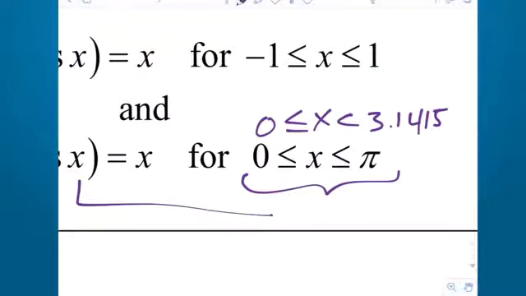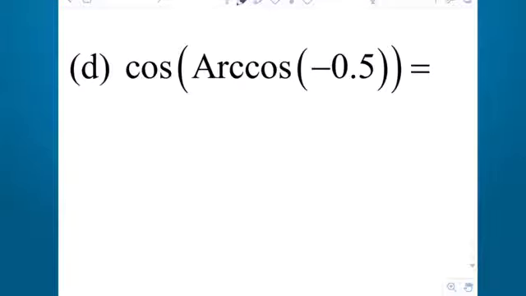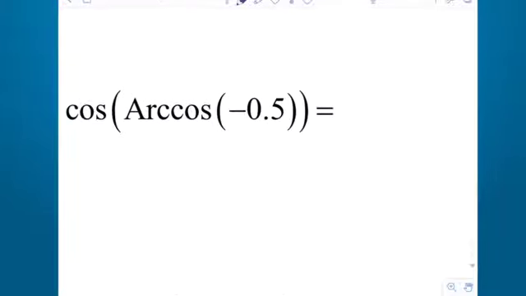All right, cosine of arc cosine of negative 0.5. Is negative 0.5 an angle or a ratio? It's a ratio. Is it a legal ratio? What are the legal ratios? Between negative 1 and 1. Is that between negative 1 and 1? Heck yeah. It's cosine of arc cosine, so it's just the same thing we started with.